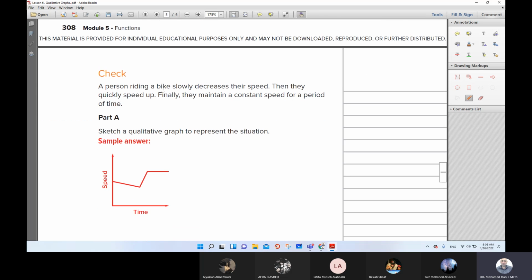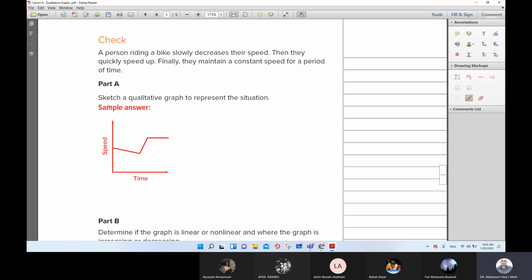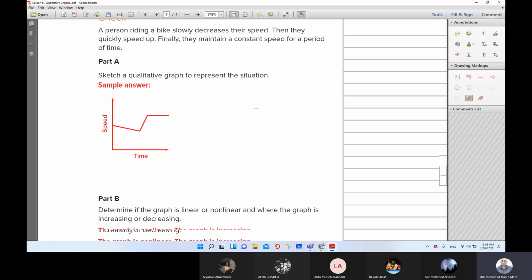A person riding a bike slowly decreases their speed, then they quickly speed up. Finally, they maintain a constant speed for a period of time. Sketch a qualitative graph to represent the situation.